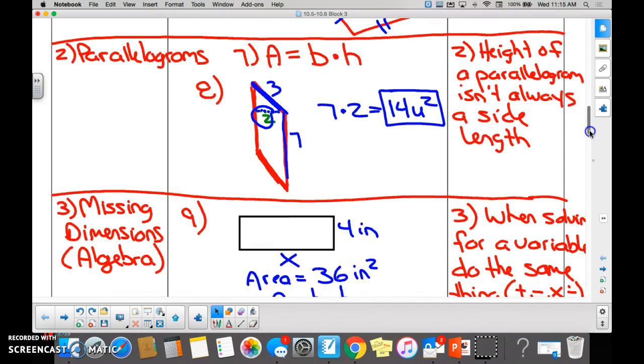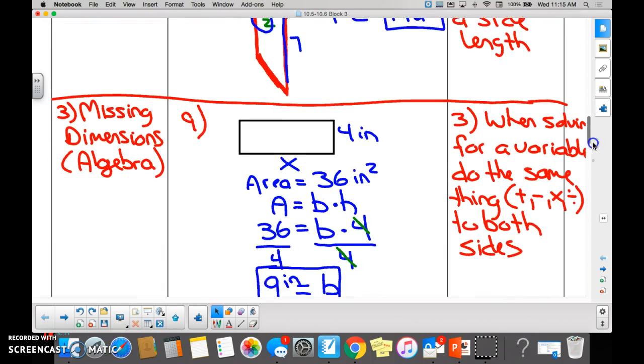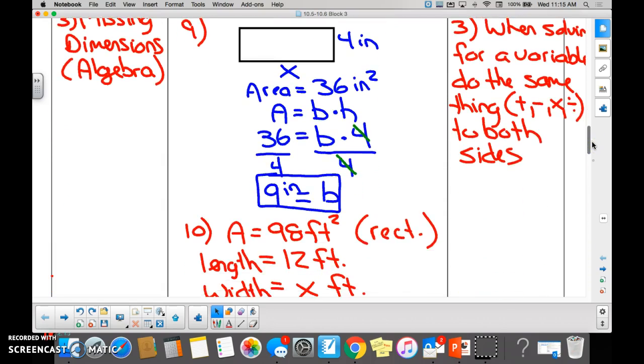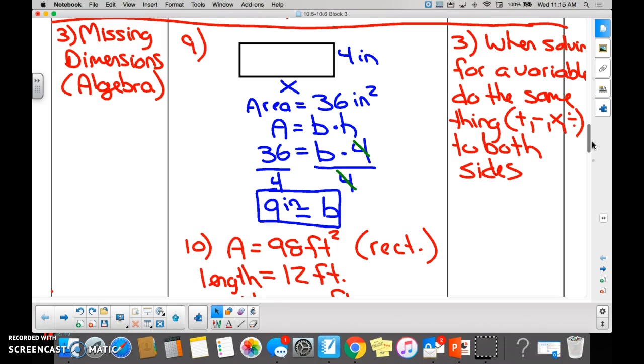Okay, cool. Missing dimensions, algebra. Wow, we did some algebra here. So on number 9, for example, I gave you the height and I gave you the base, yes or no? Yes. And I gave you the area, yes or no? Yes. Is it a good idea to write down the formula for what you're trying to discover? Yes. So what is the area of that rectangle? 36. So we filled in A with the number 36.